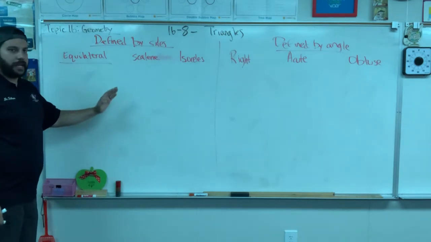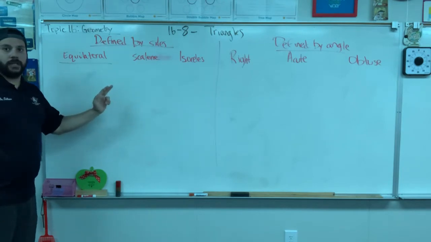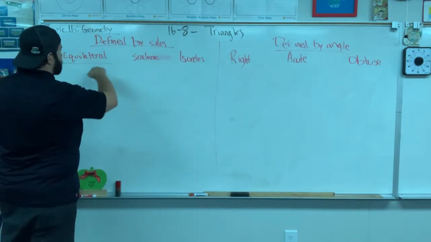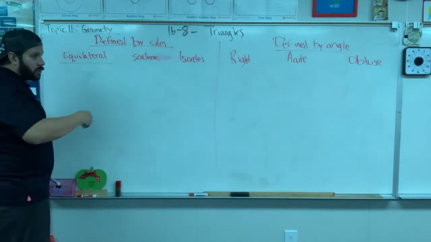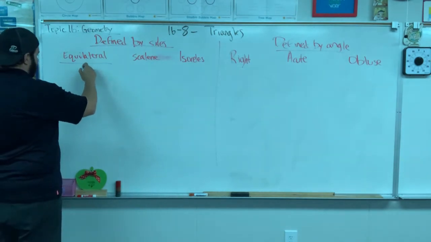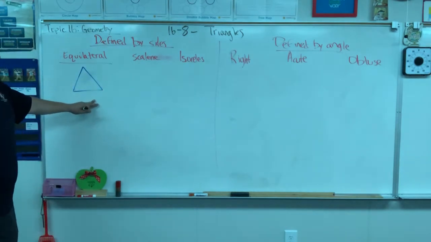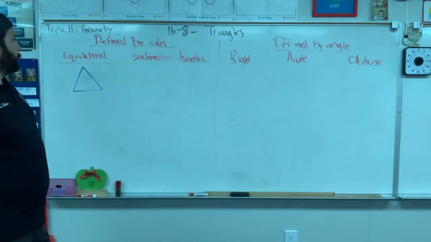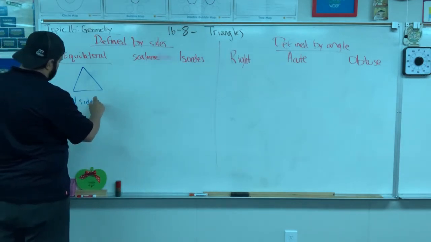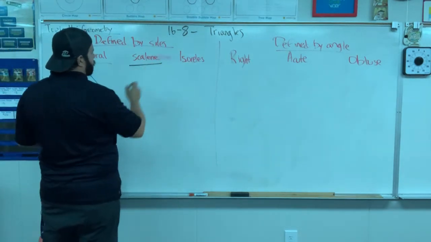Let's look at the word and break it down. Equa, we know that means equal or the same, and lateral we know refers to sides. So since this is how it's defined by its sides, just by the name we know equilateral means equal side. And with a triangle that means all three sides are equal. Okay, this is your quote-unquote perfect triangle, equilateral. Right. Equal sides, boom.